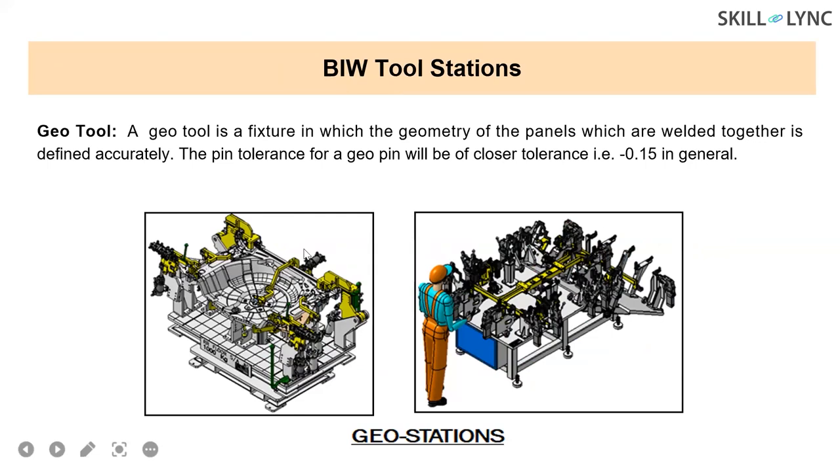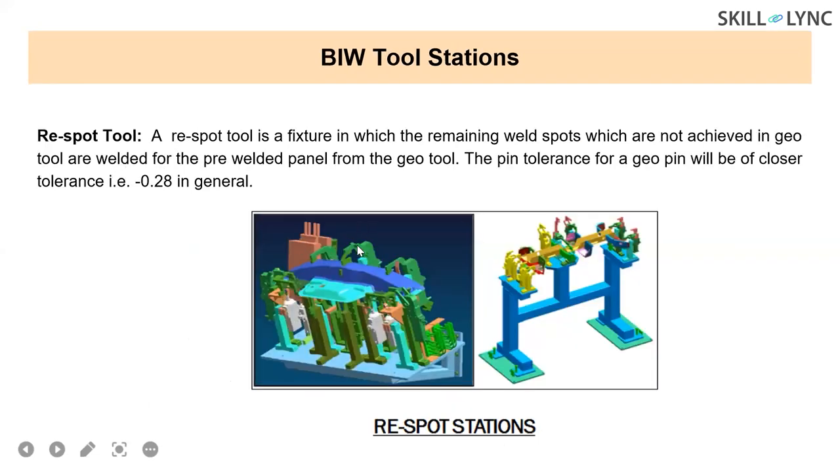So for that, what can I do? I can use the respot tool. Wherever I couldn't do spot welding at the first instance, I can go for the respotting tool, where I can perform the remaining spot welds. So it is like missing out parameters. Whatever I have missed out in the first operation, I can perform in the second operation. So what is the tolerance value for the second one? It is 0.18 mm. So consider I will be having a hole of diameter 25 mm.